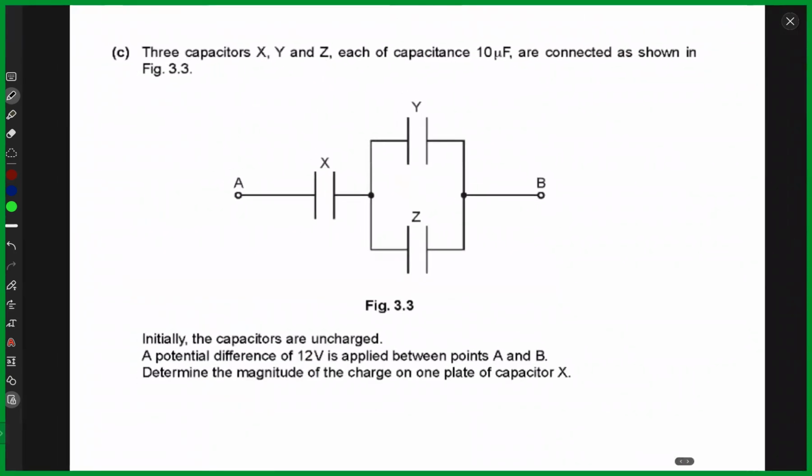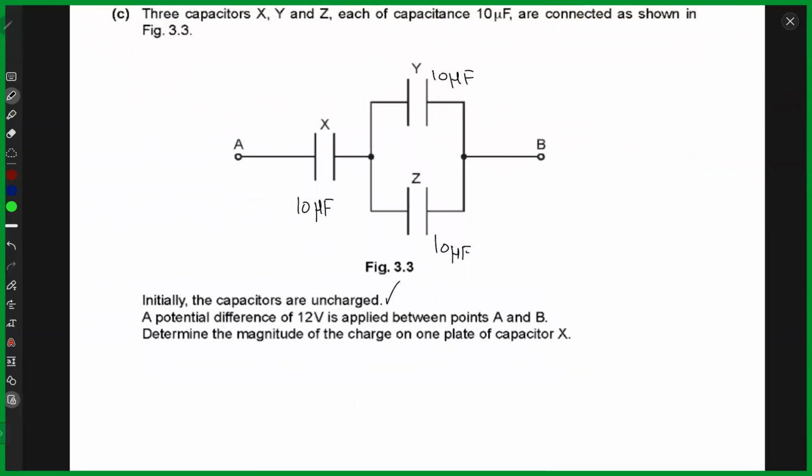All right. So the next part, which is part C. Here we have 3 capacitors, X, Y, and Z, right? And all of them have the same capacitance of 10 microfarads. So let's write that down over here, 10 microfarads, 10 microfarads, and 10 microfarads. These are connected in this way. You see that there are 2 capacitors connected in parallel and then one in series to that parallel combination. And initially the capacitors are uncharged.